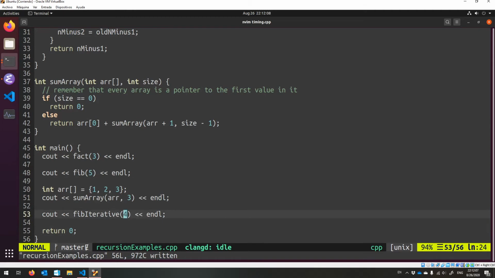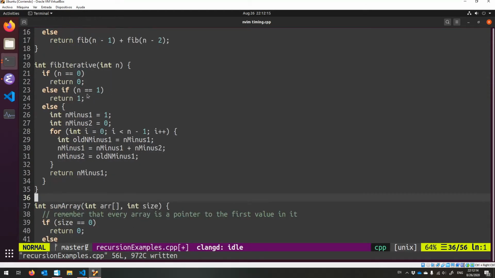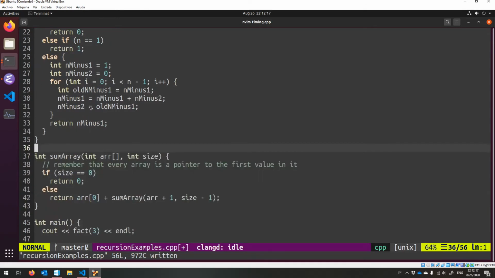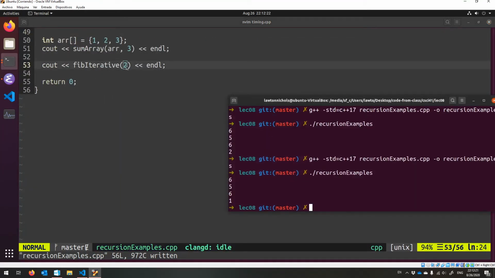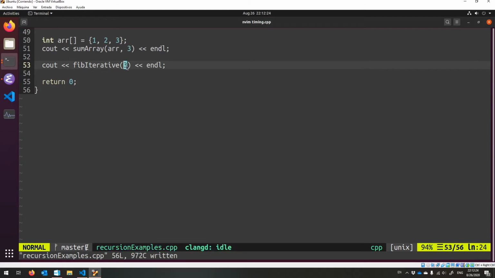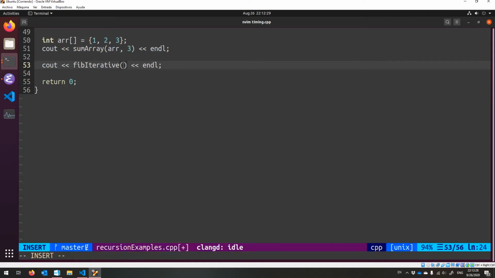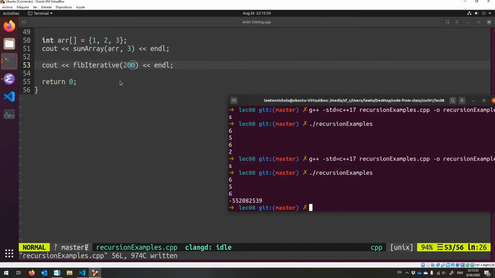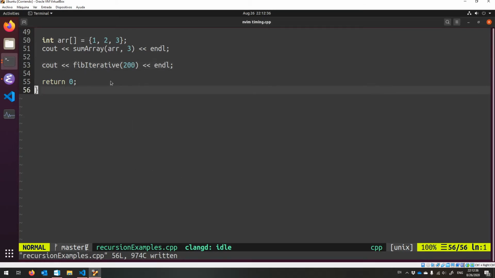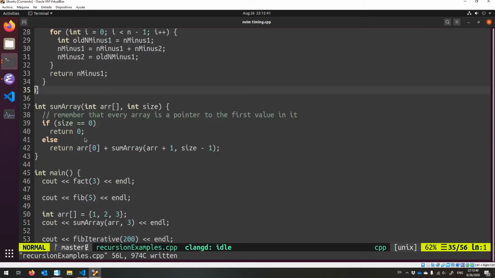So now I should get fib iterative of, I guess, 0, 1, then 2 is 1, 2 should be 1, and then 3 should be 2, and that'll be correct. There we go. All right, so fib iterative of 200. That's super fast and actually doesn't fit inside of an int. So maybe we could use long longs if we really wanted to, but you get the idea.